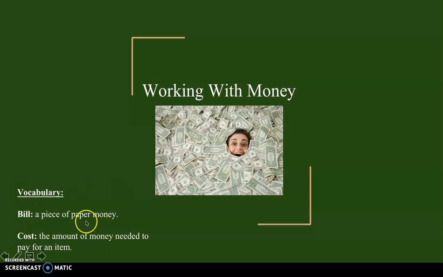First off, we have the word bill. This means a piece of paper money. The second word we have is cost. This means the amount of money needed to pay for an item.